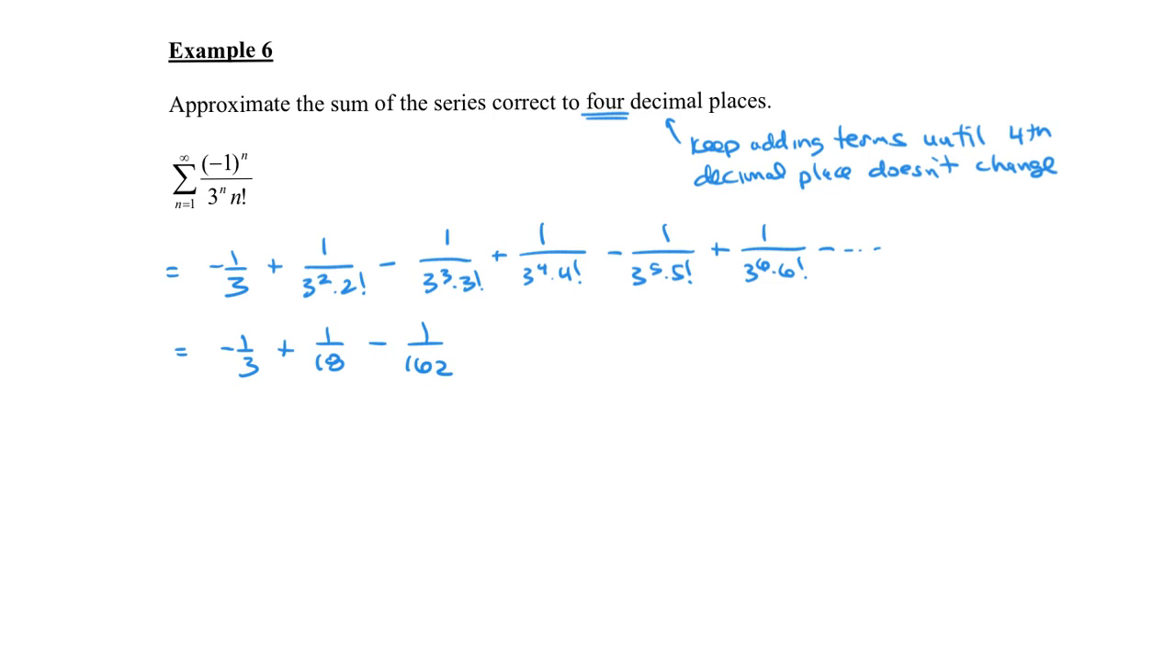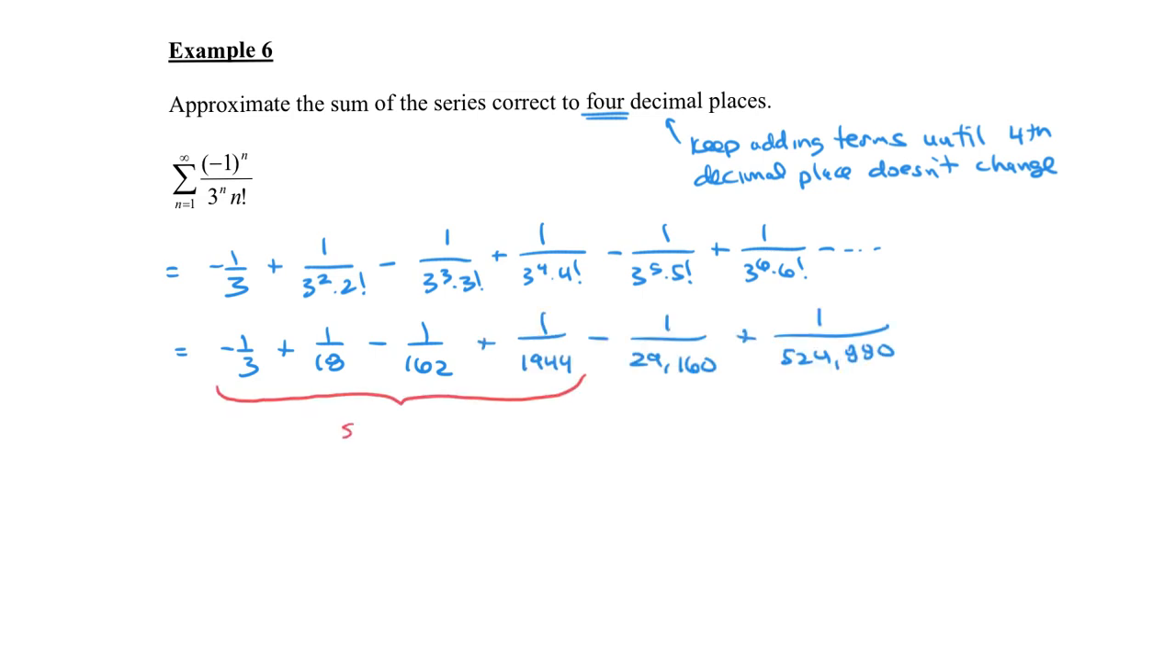Okay, so if I add up, let's say the first 4 terms, so it would give me S sub 4, right? The sum of the first 4 terms. I get negative 0.2834. So what I need to do is now add up one more term and see if that 4th decimal place changes. So the sum of the first 5 terms, if I add all those up, I get negative 0.2835. Okay, so it's still changed, so I need to keep adding until that 4th decimal place doesn't change. Okay, so let's add one more.